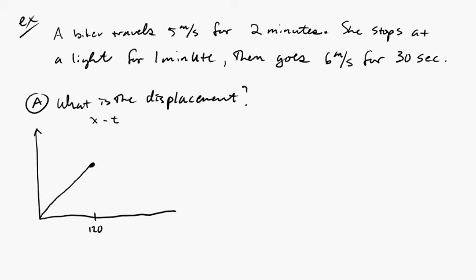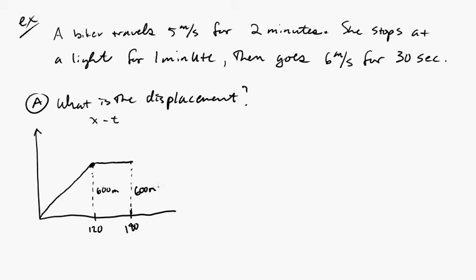She is going to be that far away from where she started. Now, if you do the math, 2 minutes is 120 seconds times 5 meters every one of those seconds. This means she is 600 meters away at 120 seconds. Now she stops at a light for a minute. So from 120 to 180, there is absolutely no displacement. She will remain at 600 meters away. Let me make that a little easier to see.